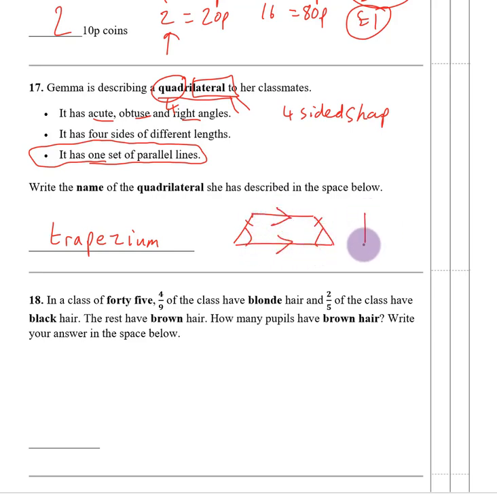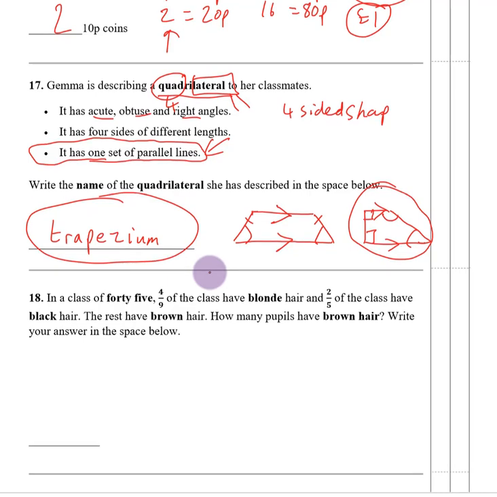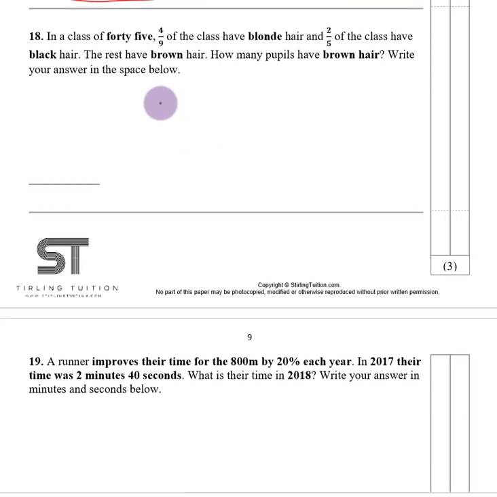But it can also look like this. Again, it's got 1 set of parallel sides. That's what makes it a trapezium. This one here has got right angles, it's got obtuse angles, and it's also got acute angles. So this is the trapezium that has been described here. And all 4 sides are different lengths. So as soon as you see 1 set of parallel lines, that means it has to be a trapezium. Okay, so hopefully that'll help going forward in the future.